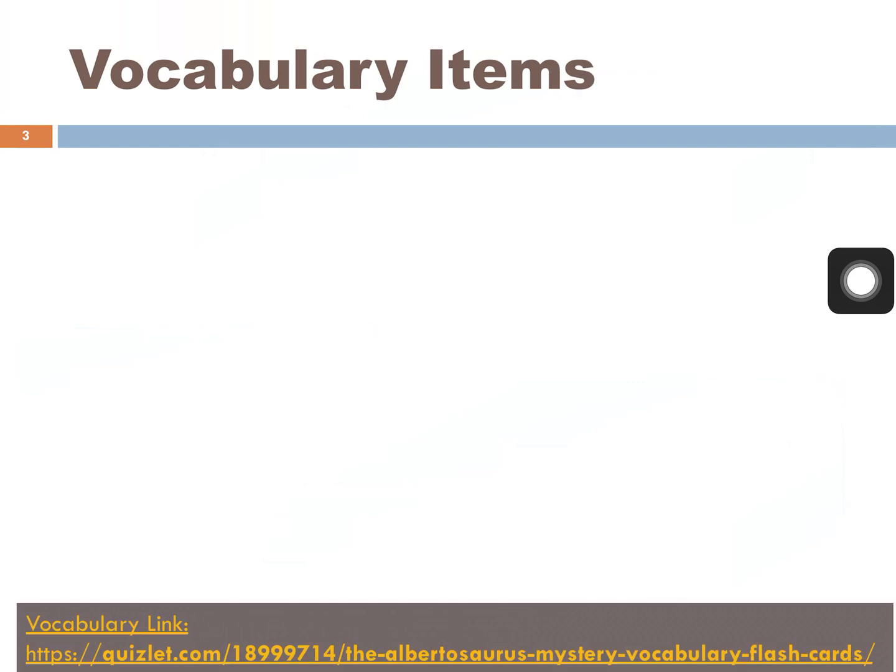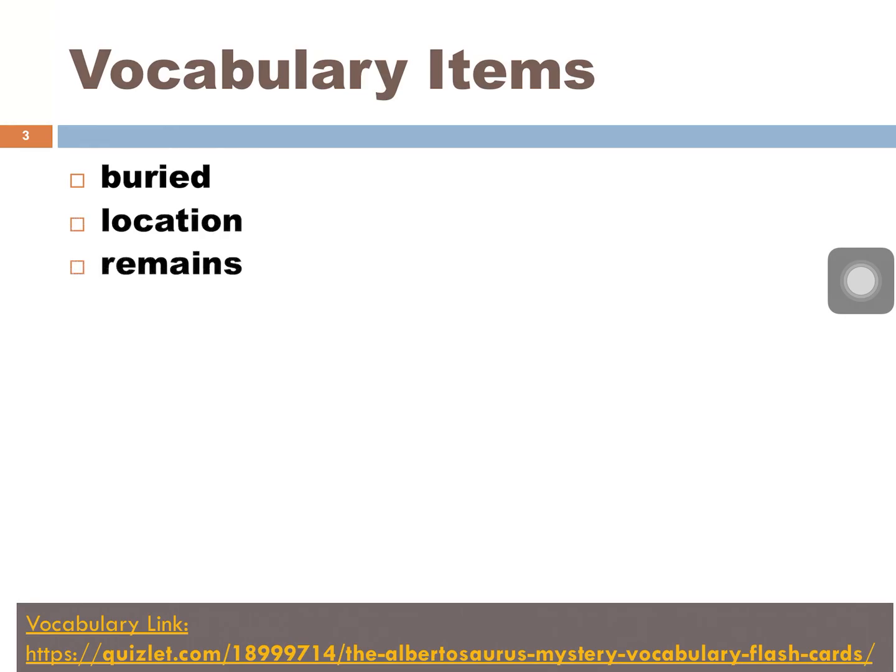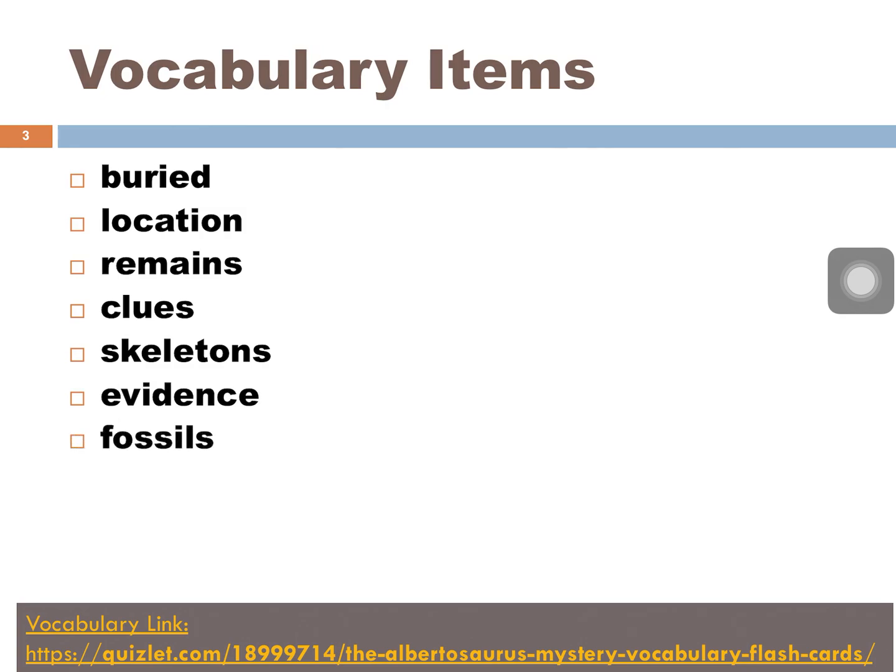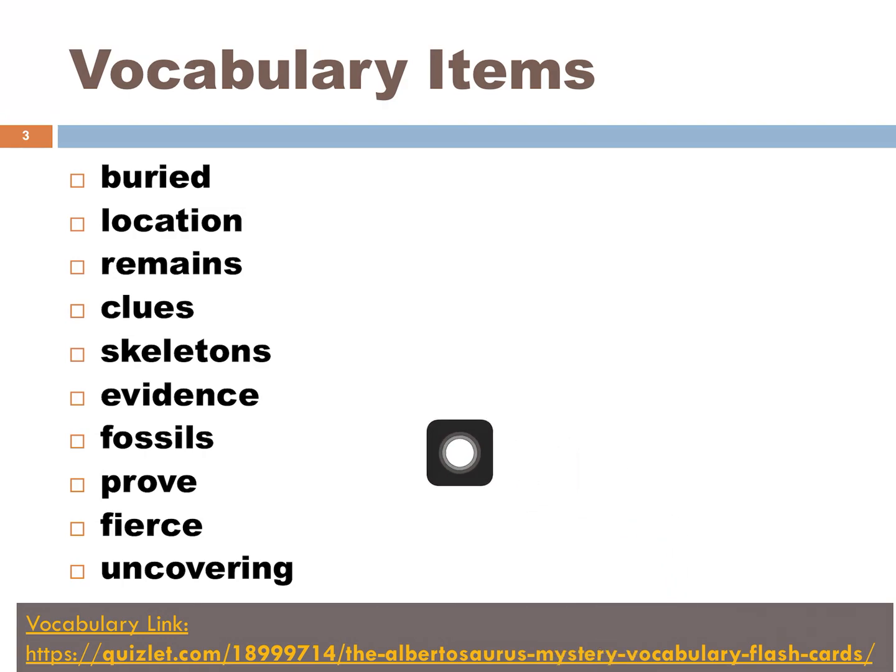Okay? So here are our vocabulary items. The first word is buried. Location is next. Remains, clues, skeletons, evidence, fossils, prove, fierce, and uncovering. So we have a link down here for you to go over the vocabulary terms. Please make sure you tap on that from the PowerPoint.